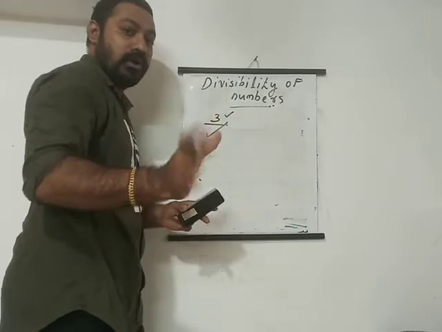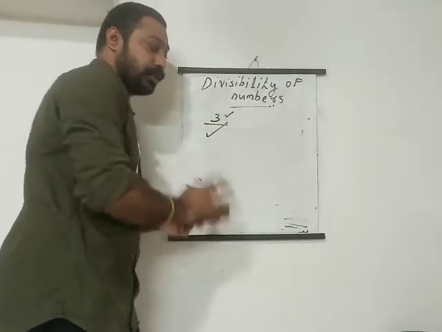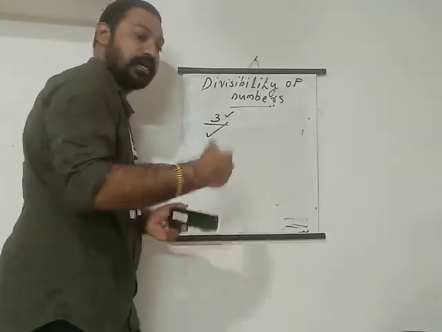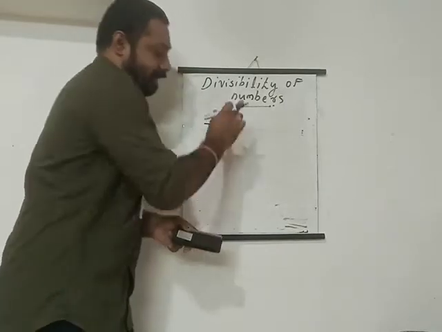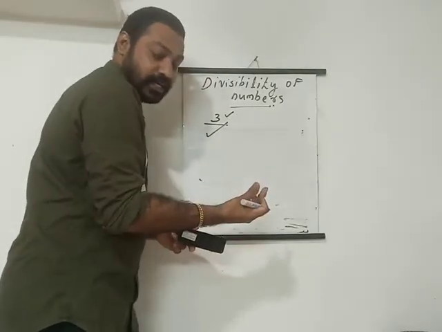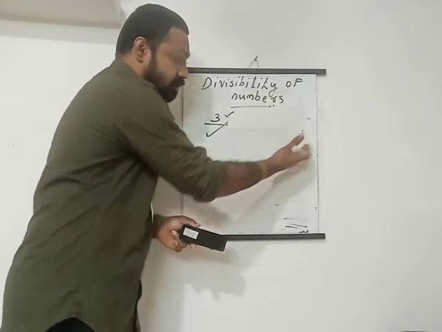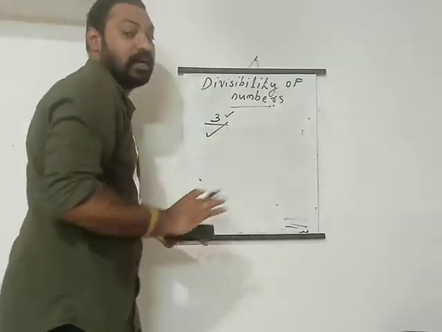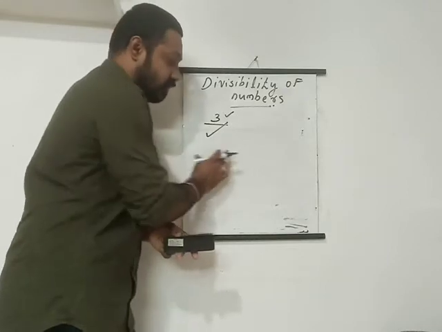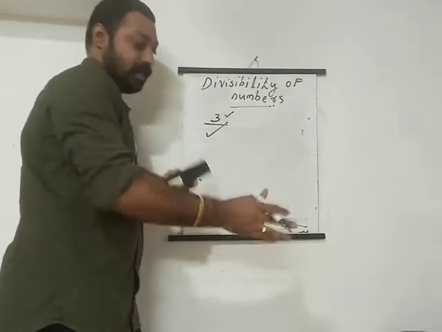Here we don't need to go for this long division. Instead of that, we can add the digits, and if the number that we get after addition is divisible by 3, then the original number is also divisible by 3. That we also learned. Okay, this also I explained. Just add the digits of the number.